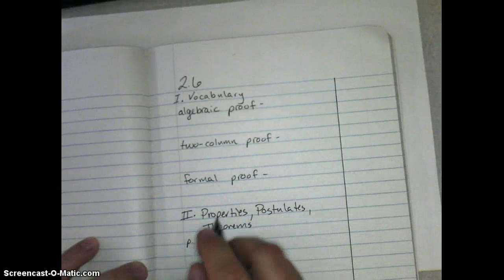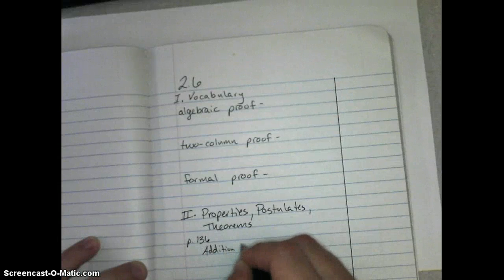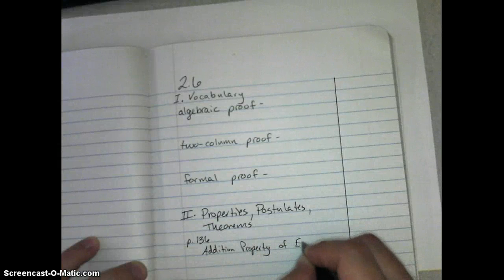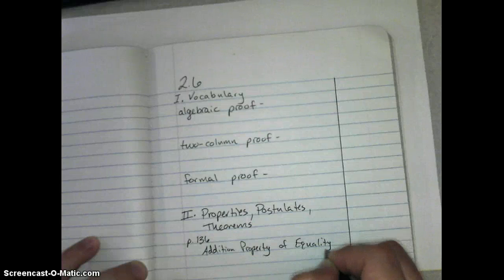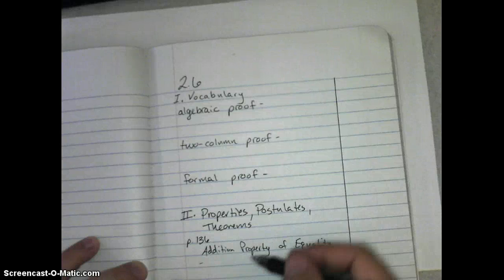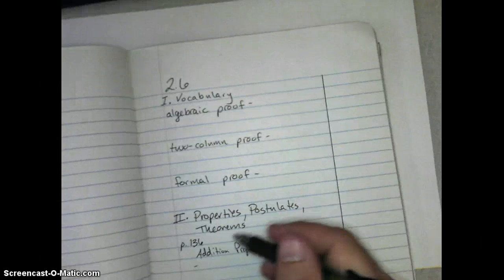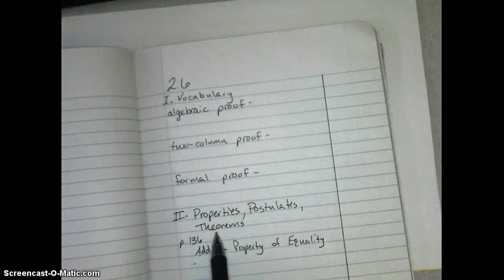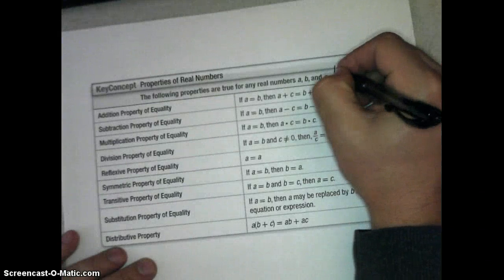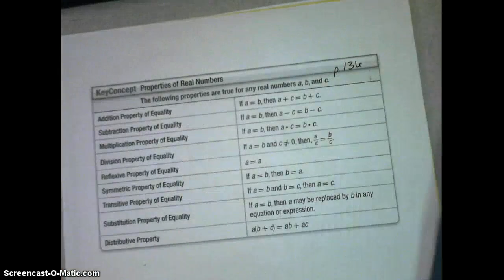I think the first property listed for you is the addition property of equality. So you'll write that, and then you'll write what that property states on the right. And then you'll list all your properties in that section. So that's how we put together our vocab notebook with properties, and we'll eventually get to what postulates and theorems are. And here's that table I was referencing. Again, you can find this on page 136.